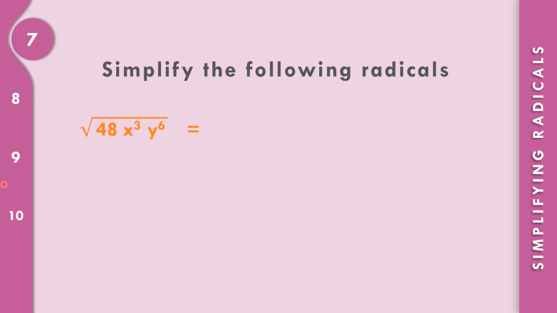How about number 7? Square root of 48, x cubed, y to the 6th power. First, think of a factor of 48 having the perfect square. So that is 16 times 3. Next, how about the variable? So if we count 2, there is one left over. So square root of x squared, with one left over. How about y? 2, 4, 6. So y to the 6, no remainder.